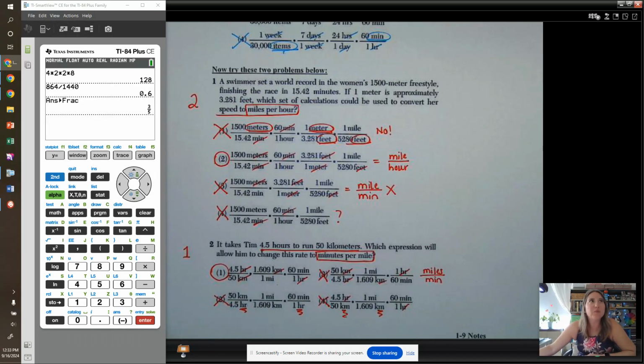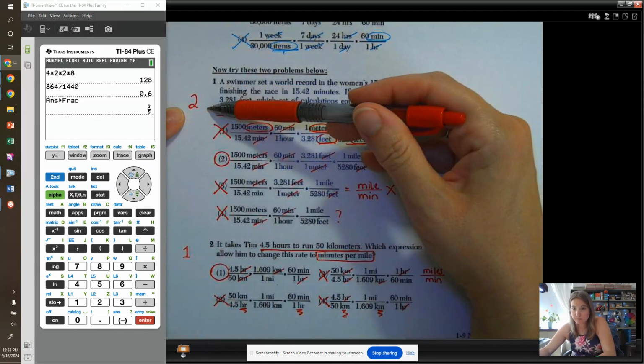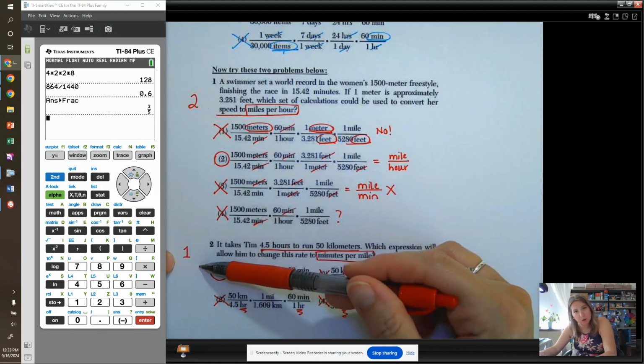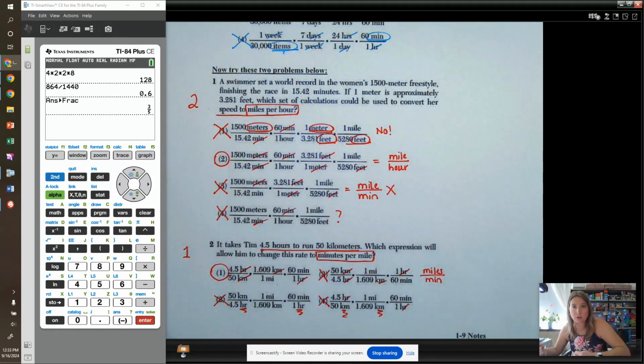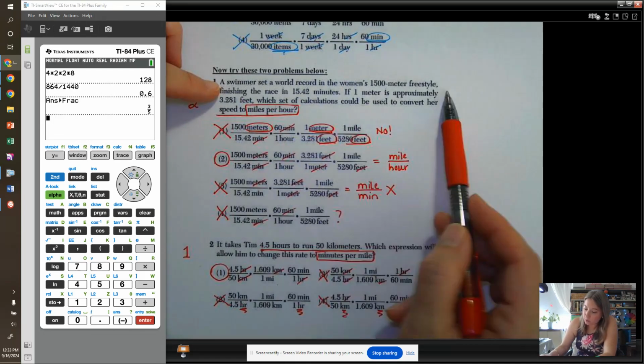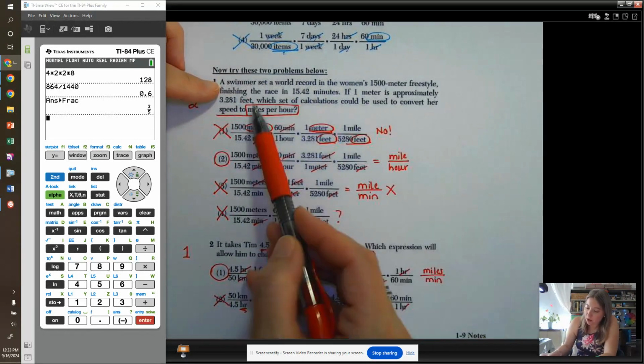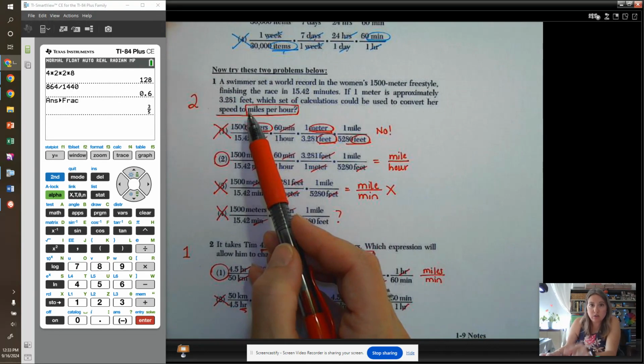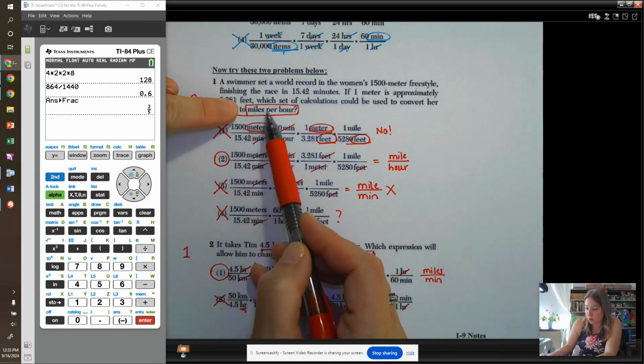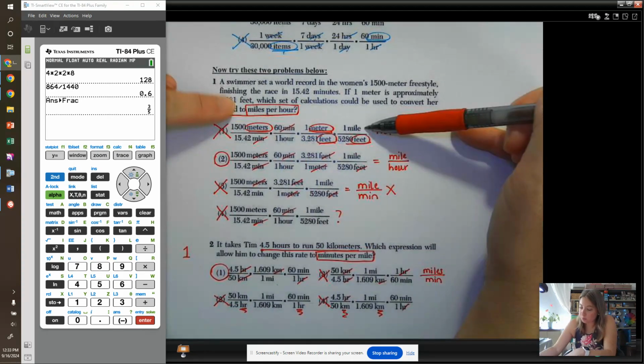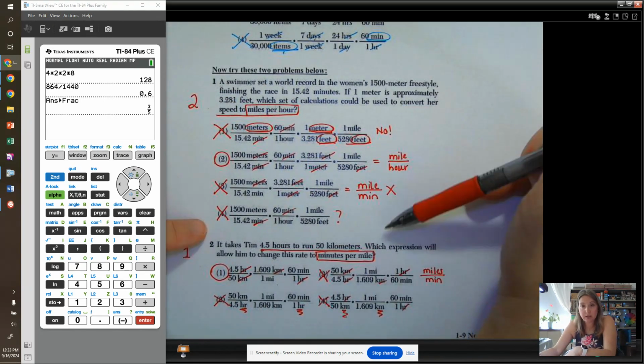Okay, how did we do? On number 1, we should have picked choice 2. And on number 2, we should have picked choice 1. And so I took notes as I was going, right? Because that helps me to determine, okay, what do I have left? As I read, there was a lot going on with this swimmer, but at the very end, I want to convert her speed to miles per hour. So I'm specifically looking for miles per hour right down the line.